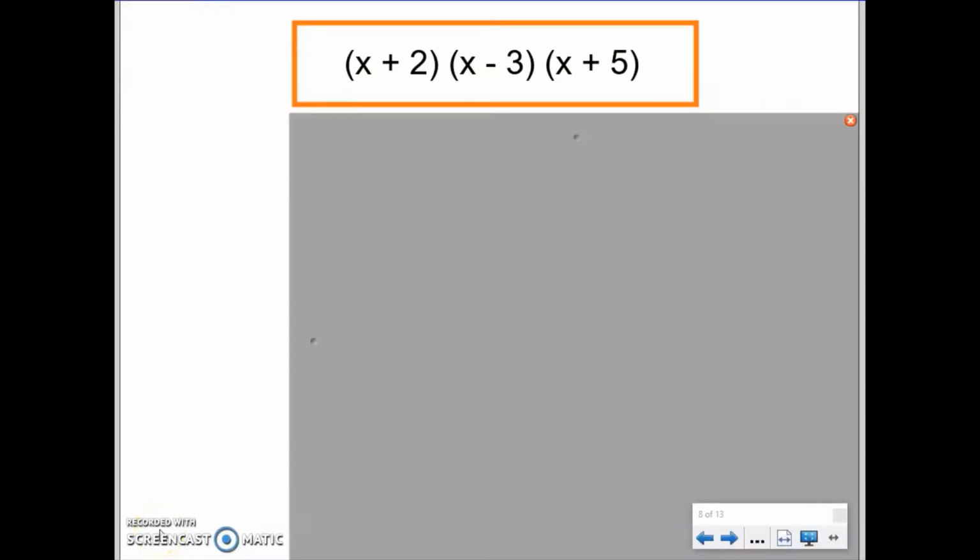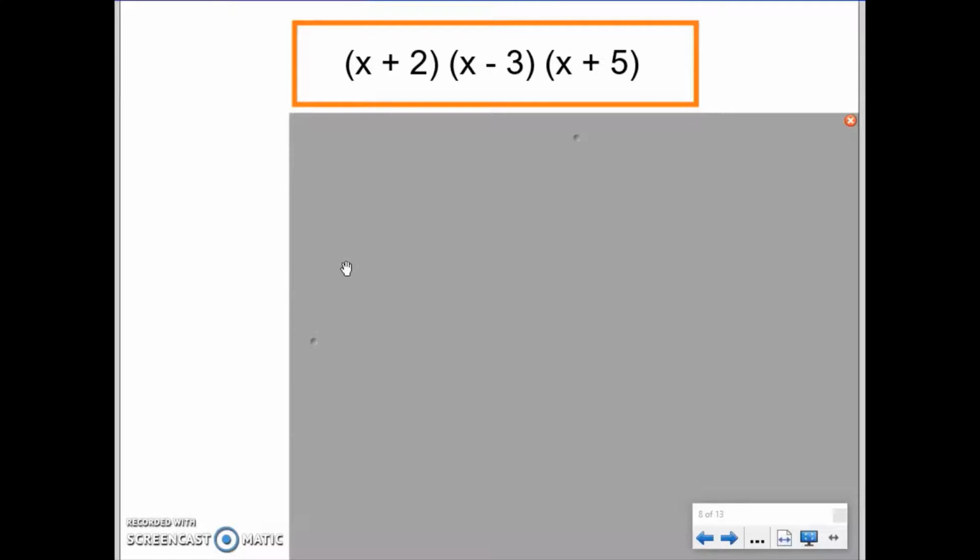Okay, so we are going to take the topic of expanding brackets one step further. We're going to use our knowledge of expanding double brackets in order to look at more complex expansions involving 3 brackets, triple brackets. If I start with the question, x plus 2 in brackets multiplied by x minus 3 in brackets multiplied by x plus 5 in brackets.